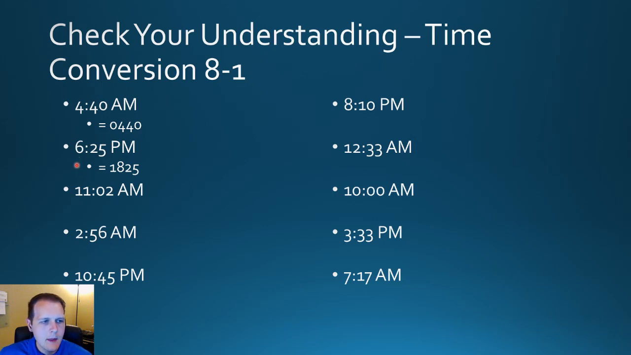Okay. How about 11:02 a.m.? Again, this is before noon, so I don't really have to do anything to this. There's no conversion needed for it. So this would just be 1102. Same thing here for 2:56 a.m. This would just be 0256.